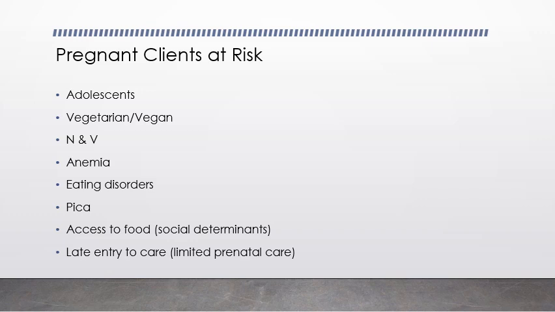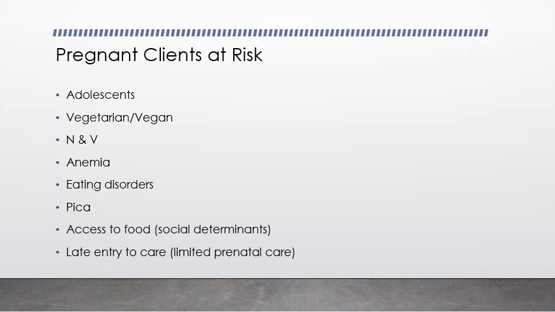Also, we want to screen for social determinants. Do clients have access to food? Do they have resources to buy food? And if not, we'd want to plug them into different social programs like WIC or food stamps, and refer them to food pantries and soup kitchens so that they have adequate nutrition.